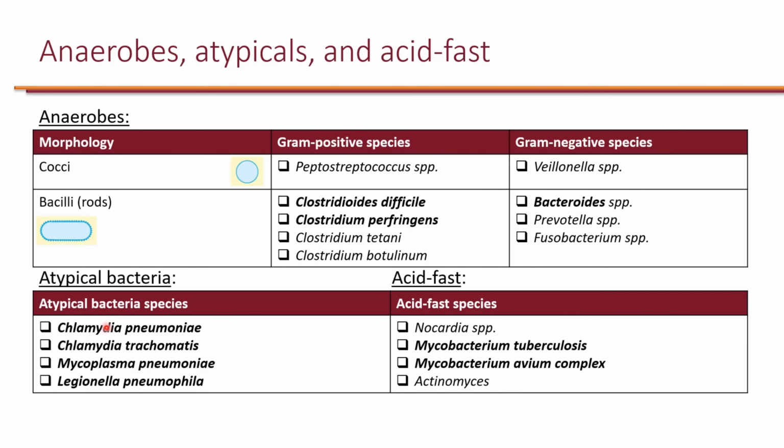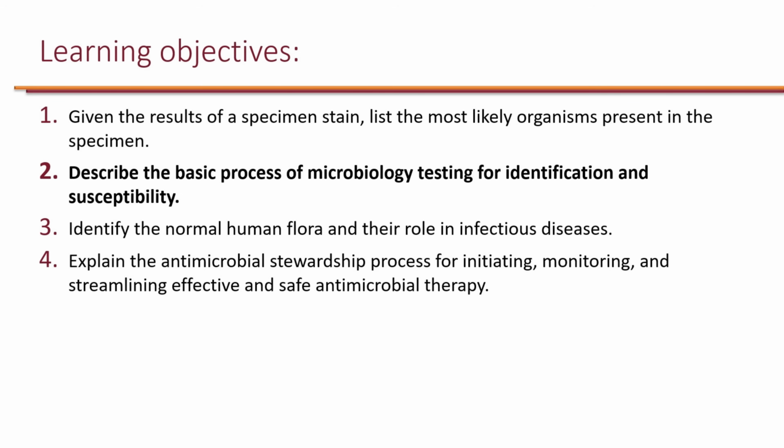Atypical bacteria include Chlamydia species, including Chlamydia pneumoniae. That's not a sexually transmitted infection. It can cause pneumonia. And then we have the sexually transmitted Chlamydia. Also, we have Mycoplasma and Legionella. And then with the acid fast, we have Nocardia species, we have Mycobacteria, as well as Actinomyces. Looking at the results of a specimen stain, we listed the most likely organisms present in the specimen.